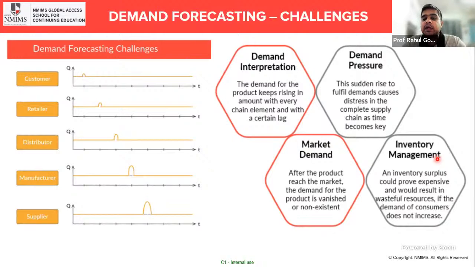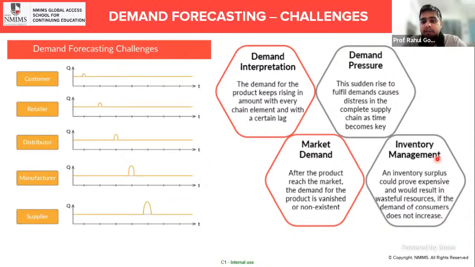So there are associated costs when you produce more or supply more. There is inventory holding cost, there is inventory logistics cost, and there's an additional insurance premium that you have to pay on that inventory. So it's a wasteful use of resources when you carry more inventory than required in your system.